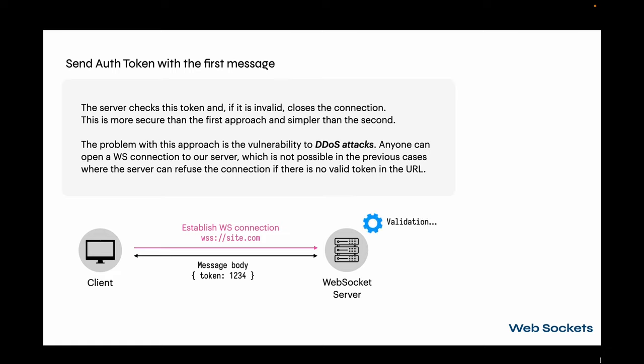Another method is to send the authentication token with the first message via the WebSocket channel. The server then verifies this token, and if it's invalid, the connection is closed. This method is more secure than the URL parameter approach and simpler than the short-lived token approach. However, it is vulnerable to DDoS attacks. The connection is established first and only then is the authentication token checked. This allows anyone to open a WebSocket connection to the server, unlike the previous methods, where an invalid token in the URL leads to immediate connection refusal.